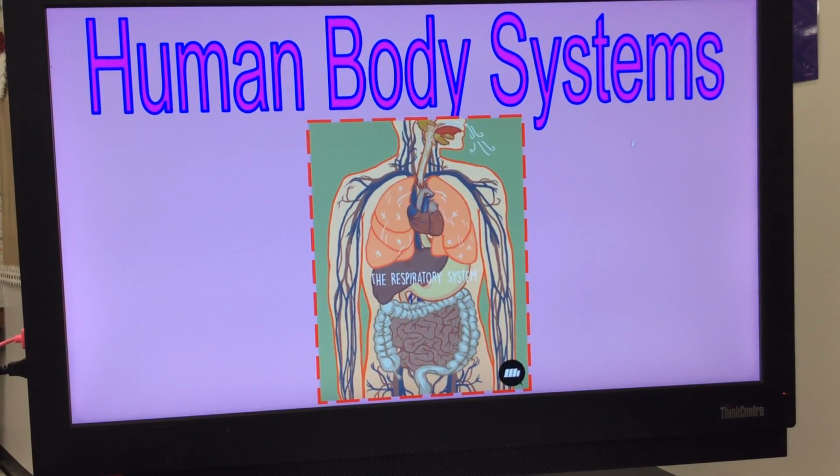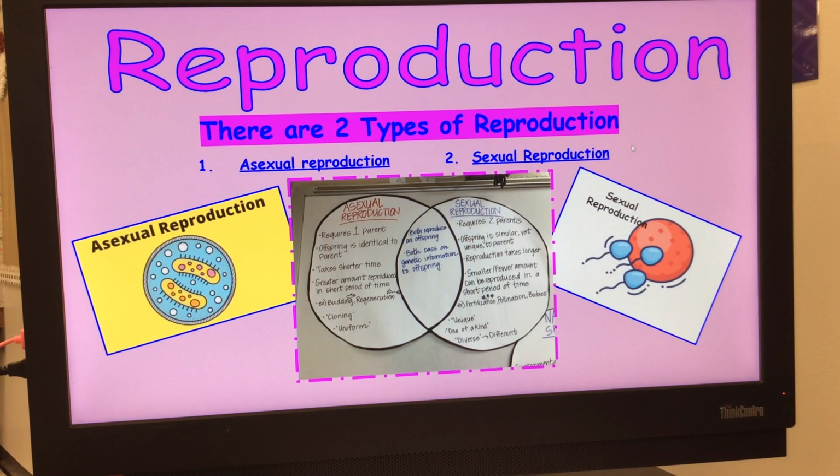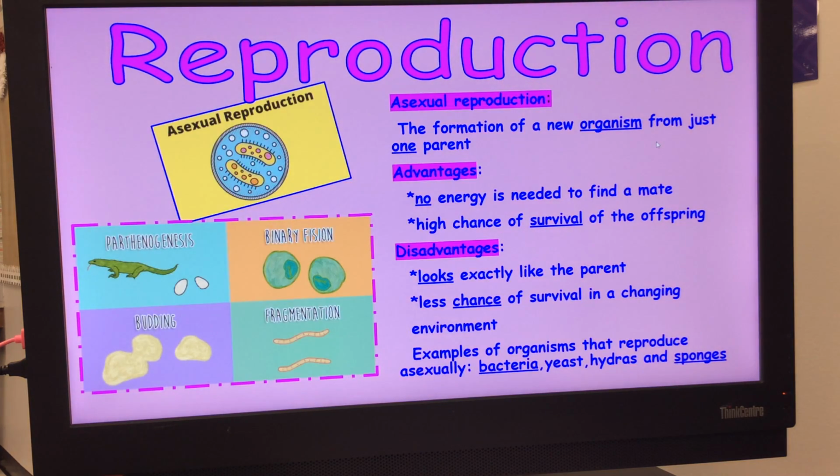Human body systems. Today we will be learning about reproduction and the reproductive system. Now there are two types of reproduction, asexual reproduction and sexual reproduction. Asexual reproduction is the formation of a new organism from just one parent.